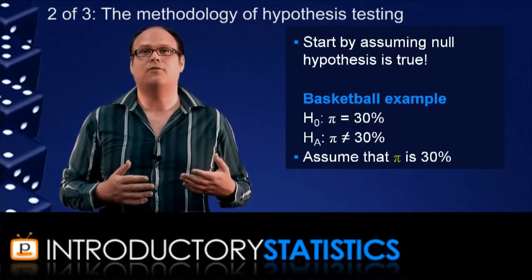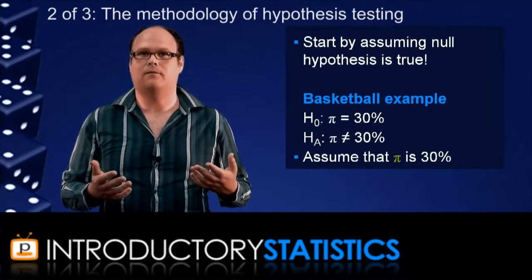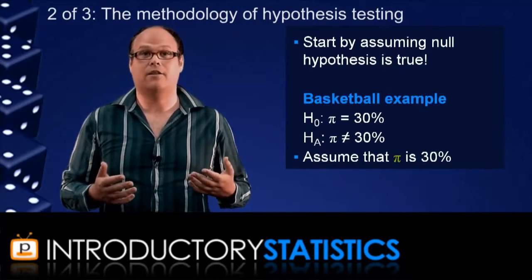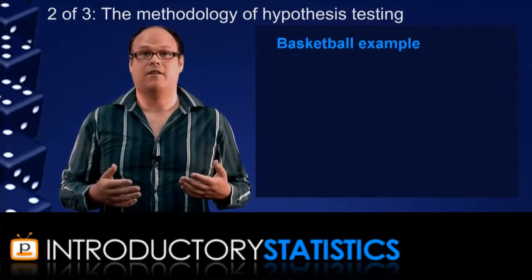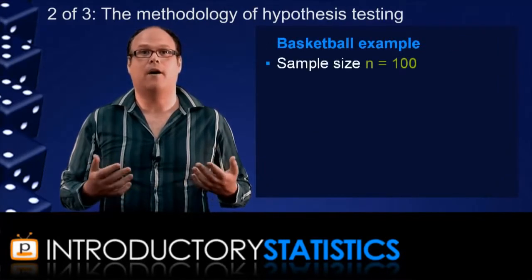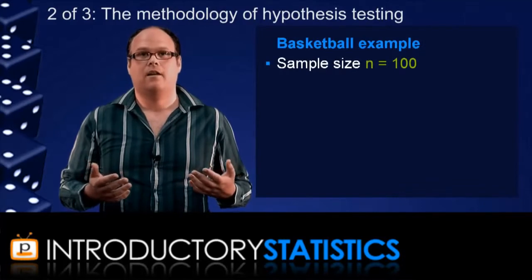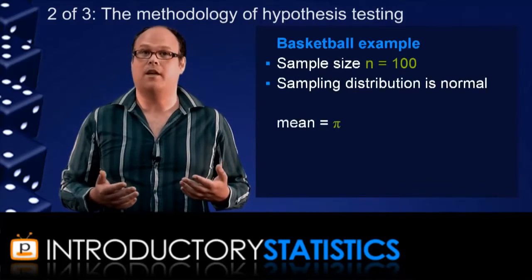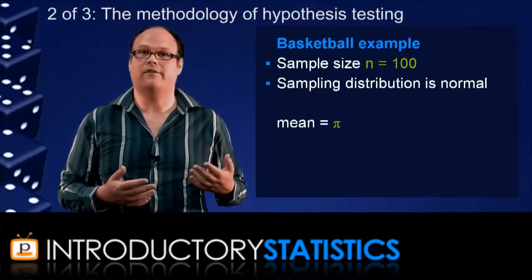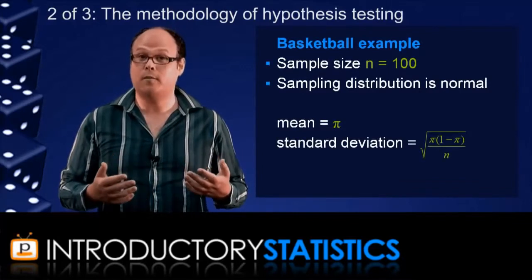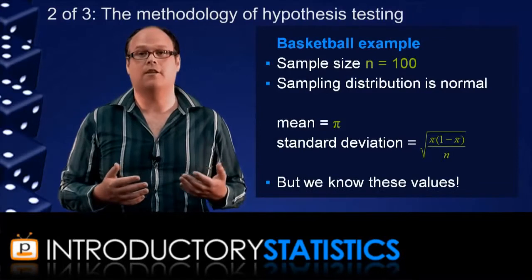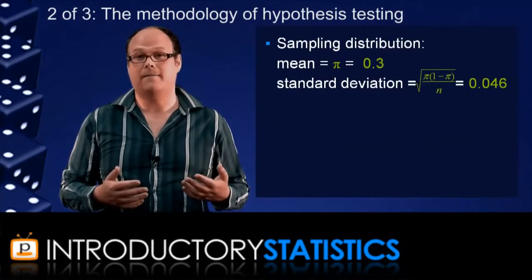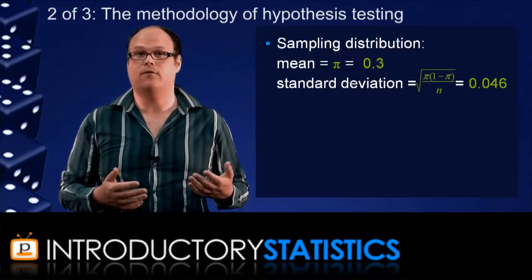And this tells us what to expect when we collect a sample. And sampling distributions allow us to be fairly precise about this. For example, let's say a sample of 100 basketball fans is going to be studied. We know that the sampling distribution of the proportion is approximately normal with mean pi and standard deviation given here. But because we're assuming that the null hypothesis is true, we know all those numbers. In fact, the mean is 0.3 and the standard deviation is 0.046.